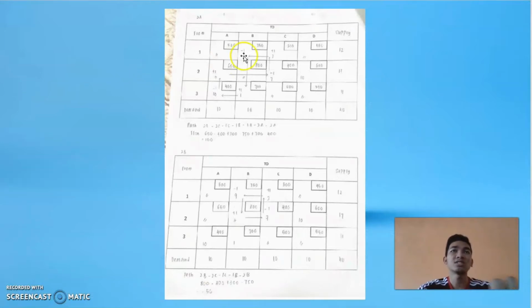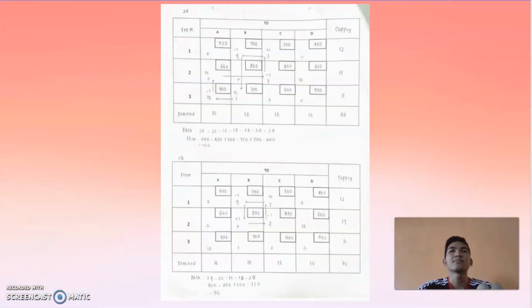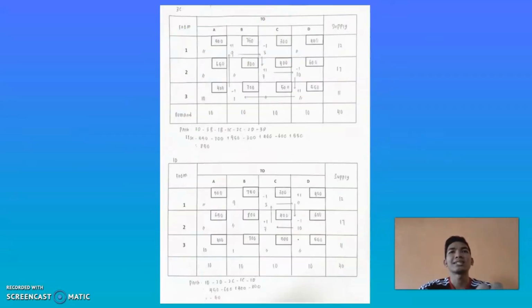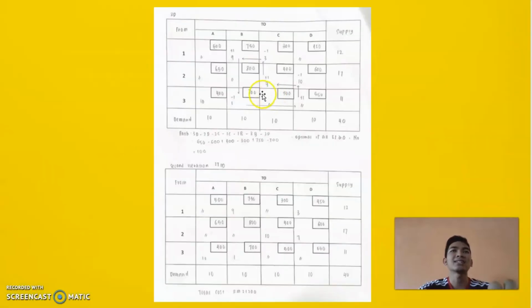Okay, so we have to continue doing this for the empty cells 2A, 2B, 3C, 1D and 3D. So we will get the improvement index for each of the empty cells. It is optimal if all improvement indexes are greater than 0. Since we get a negative value, it is not an optimal solution yet, so we have to continue with the second iteration.